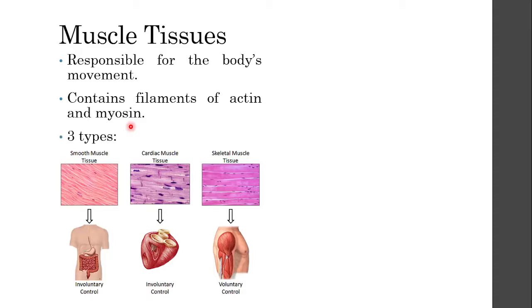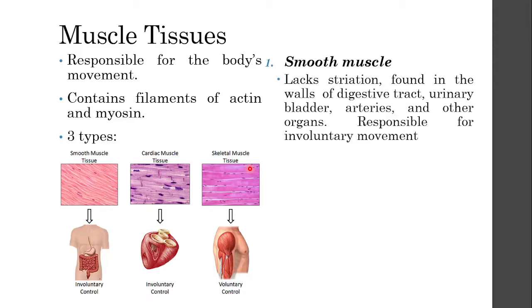There are three types of muscle tissues: the smooth muscle tissue, cardiac muscle tissue, and the skeletal muscle tissue. Smooth muscle tissues are basically tissues that you will find on your organs. So they are the walls of your digestive tract, your urinary bladder, your arteries, and other organs. And it is responsible for the involuntary movement of your body. So you have a lot of body movements that are actually involuntary.